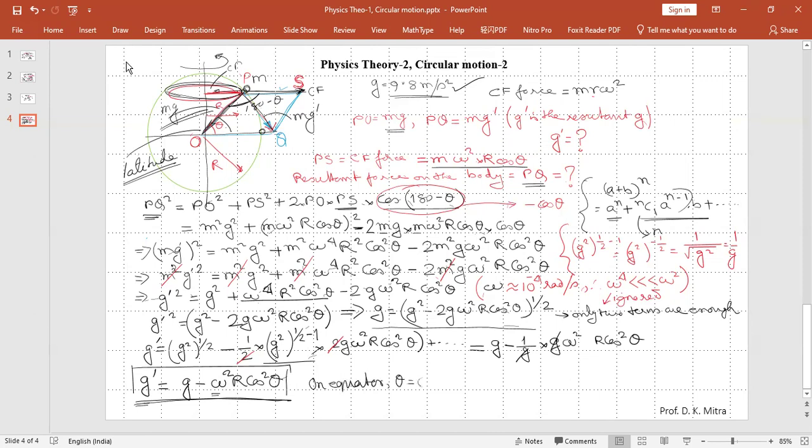And also, you will find on the equator, where theta is equal to 0, there g dash is equal to g minus omega square r. So this will be the resultant acceleration due to gravitation on the equator, and the more you go towards the pole, its value is given by this. So this should complete your essential theory part of the chapter on circular motion.